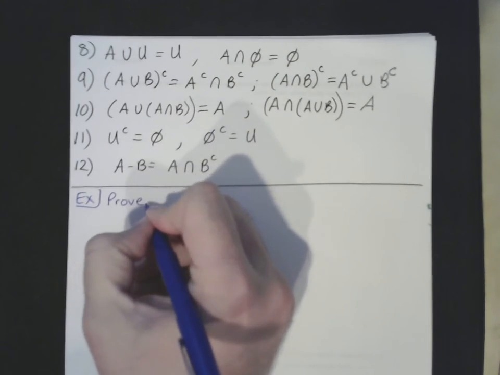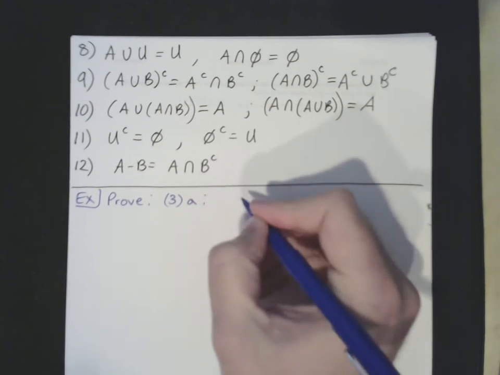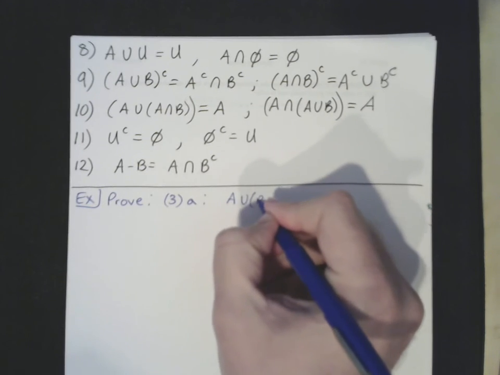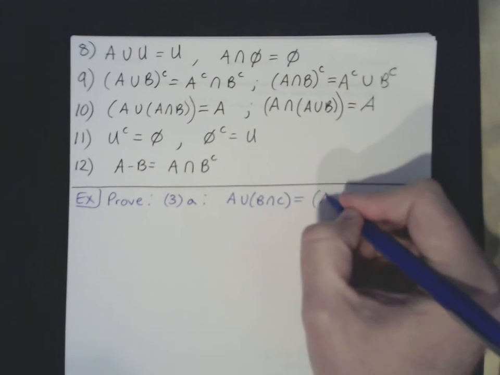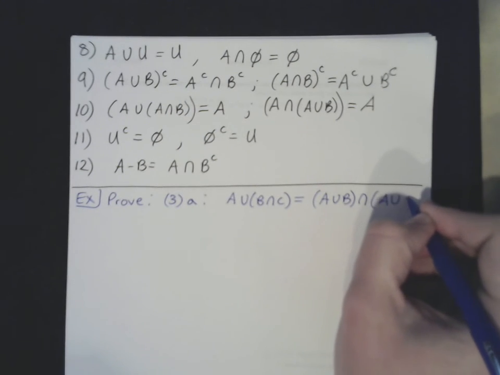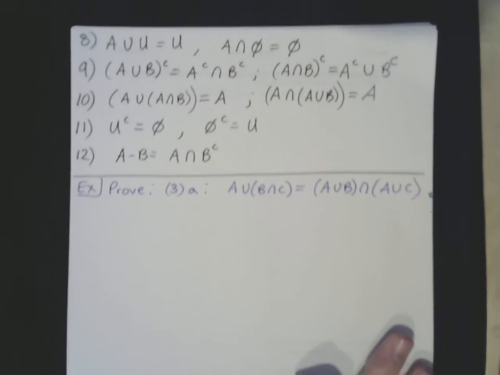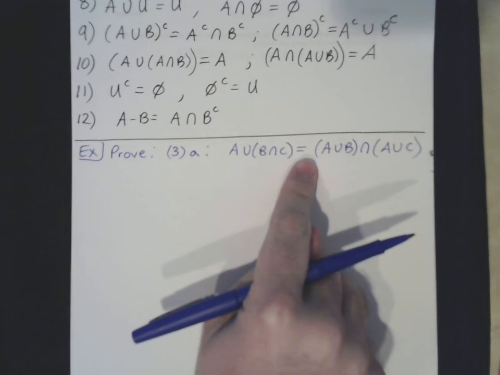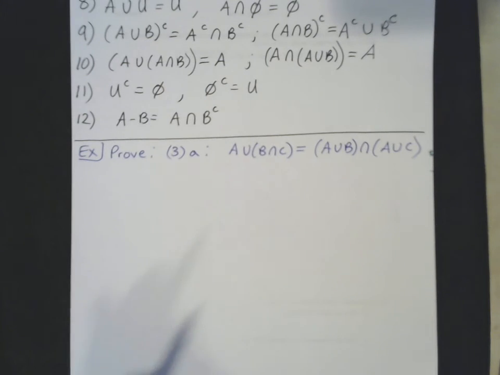So we are going to prove identity 3A. That is A union (B intersect C) equals (A union B) intersect (A union C). So we're doing set equality, which means we need to show that this is a subset of this, and then that this is a subset of this. That's going to be how our proof starts.